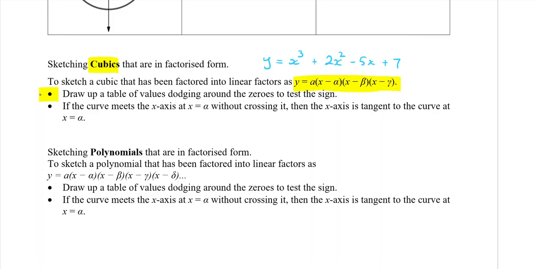If the curve meets the axis at x equals alpha without crossing it, then the x-axis is a tangent to the curve at x equals alpha. What that means is that some of the zeros, the x-intercepts that we're going to be finding, most of them cross straight through the axes. But there are some that come down and touch the axes, and I say they bounce. That's what I call them. They bounce back off and they go back the same way, which means they're making a tangent to the axes there. But you're going to see that in the examples, so I'll explain that a bit more when we get up to it.